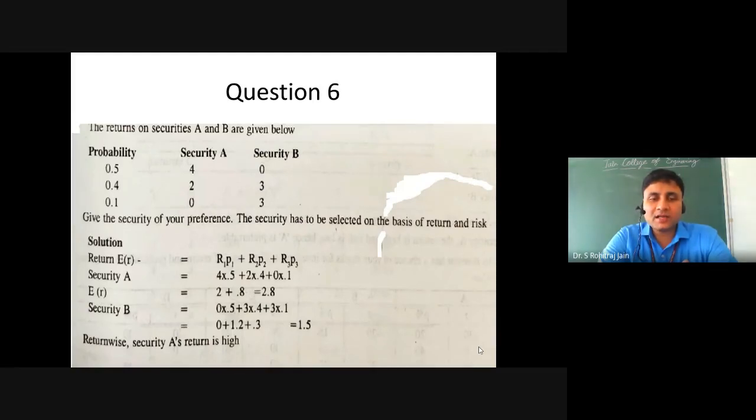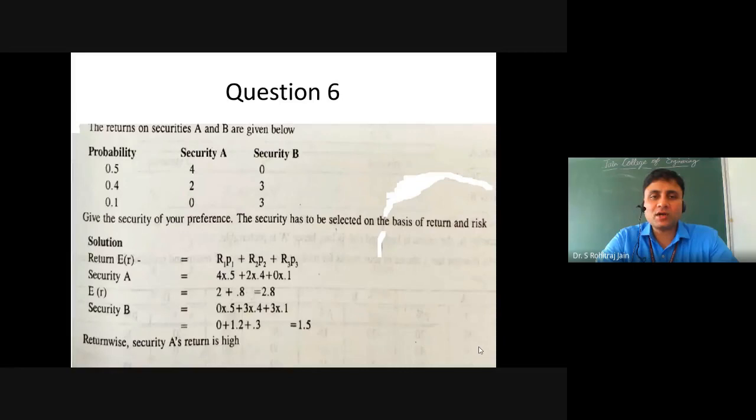So what I am calculating now is the expected return of security A. If I solve that, 4 multiplied by 0.5 plus 2 multiplied by 0.4, I get 2.8. 0 multiplied by anything is 0. Please understand, students, 0 multiplied by anything is 0. So the expected return of security A is 2.8.